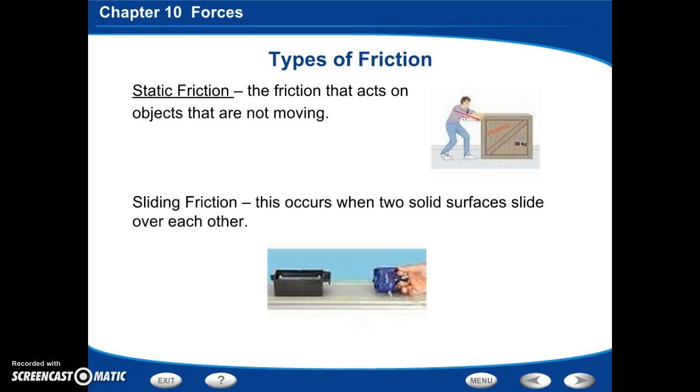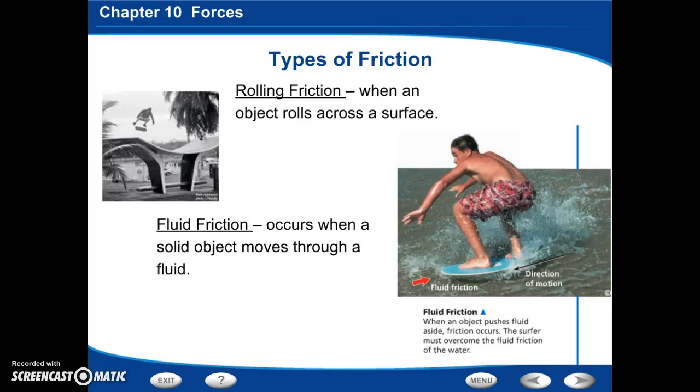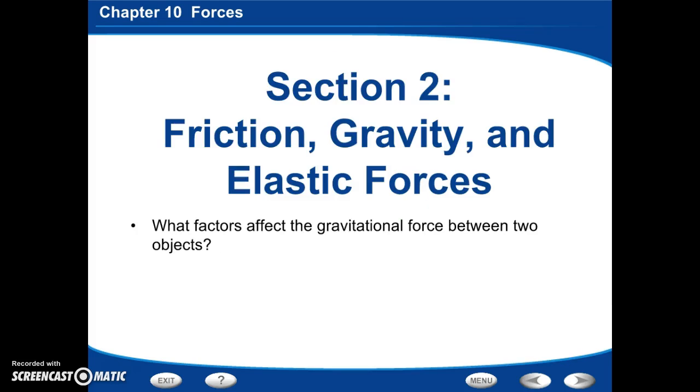There are 4 different types of friction. The first one is static friction, and that's the friction that acts on objects that are not moving at all. There's sliding friction, and that occurs whenever you have two solid surfaces sliding over each other. You've got rolling friction, which occurs when an object has wheels and it rolls over another surface, and then fluid friction. That occurs when a solid object moves through fluid, like when you're surfing and you're going through a fluid. Also, when you're flying, because an airplane flying through air is considered a fluid.